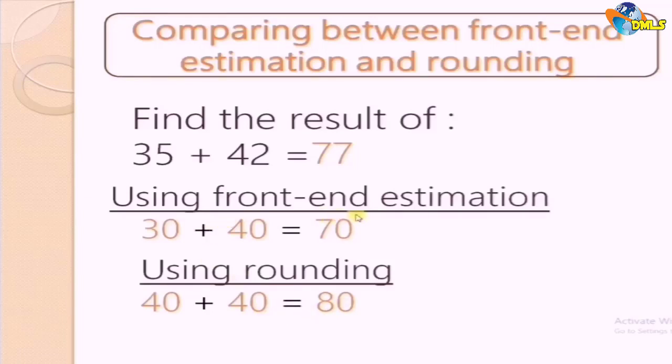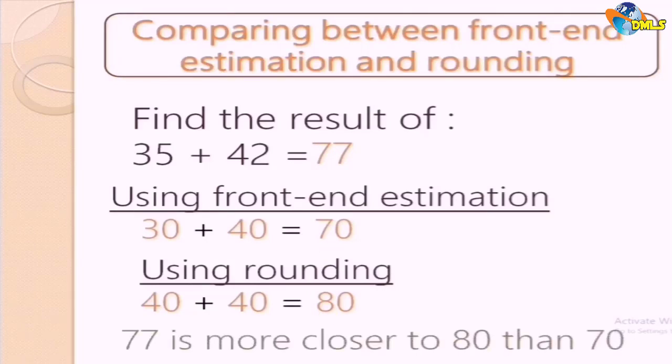So when we use front-end estimation, the result is 70. And when we use the rounding strategy, the result is 80. But the real result, or the actual result, is 77. What do you think? Is 77 closest to 70 or closest to 80? Yes, of course, 77 is closer to 80 than 70. So in the rounding strategy, you find the closest answer to the real or actual answer.